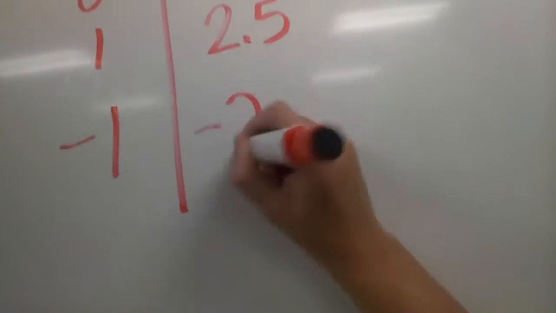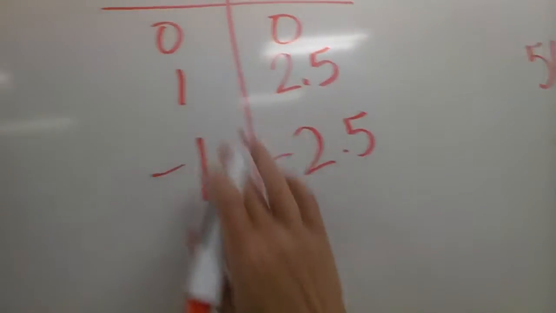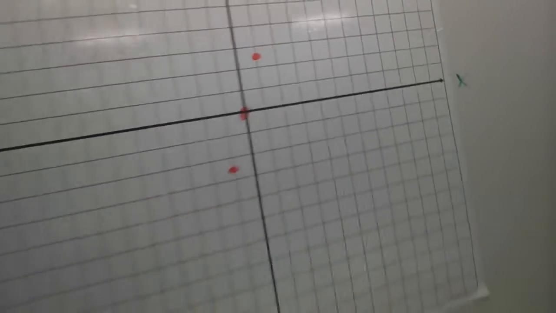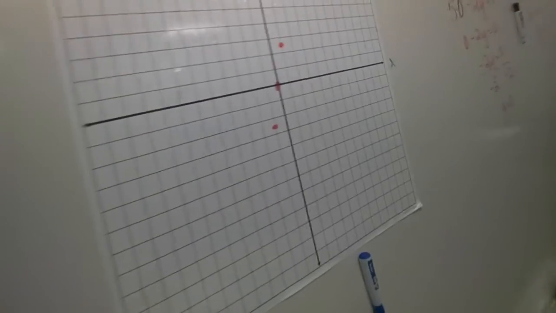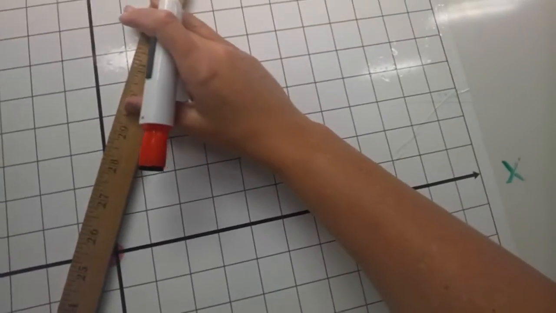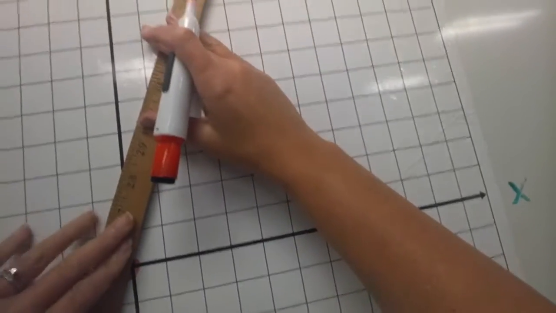which is negative 2.5. Now, it's not always going to work out that your 1 and your negative 1 are going to be opposites, okay? So (negative 1, negative 2.5). So now I have 3 points. 3 points is better to determine a line. 5 points is even better to make sure you've got everything lined up. Get my straight edge. Make sure I'm going through the origin. Make sure I'm going through my halves.